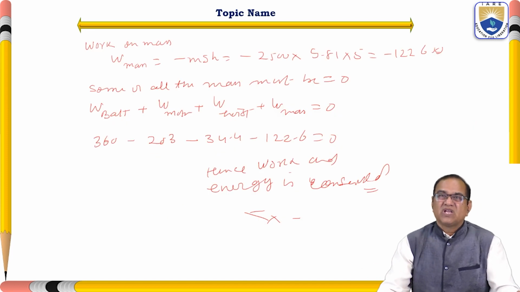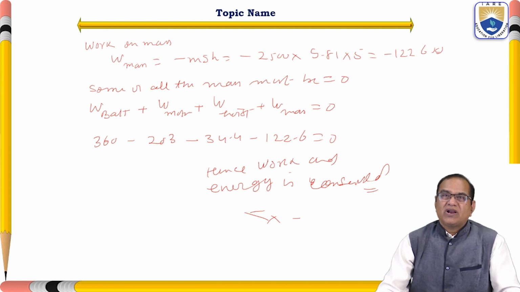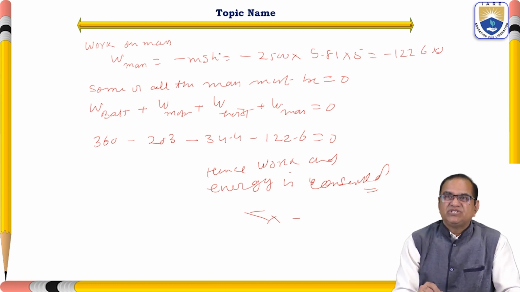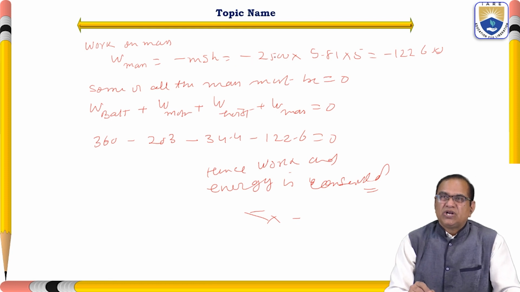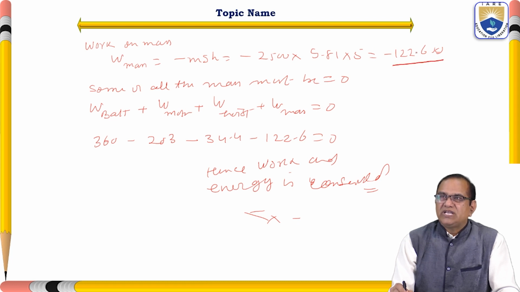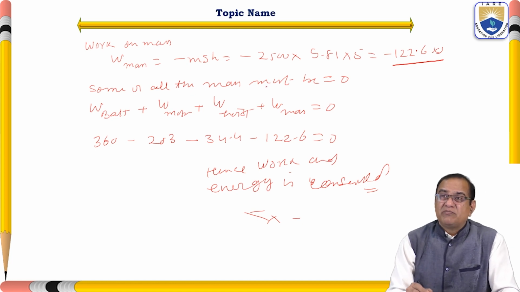Next we will see work on mass. So work on mass is equal to minus mgh, minus 2500 into 9.8 into 5, you will get minus 122.6 kilojoule. So the sum of all the work must be 0.